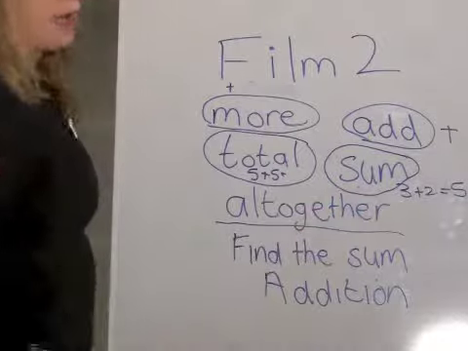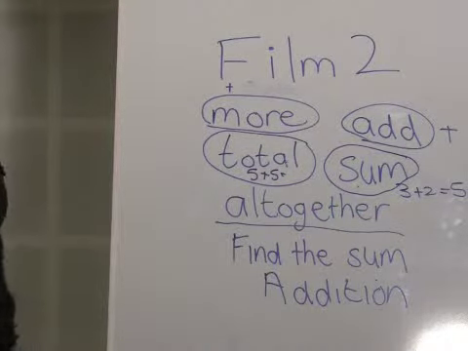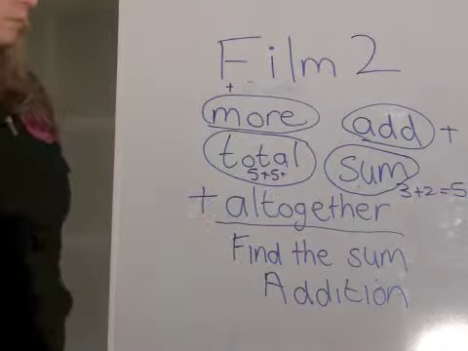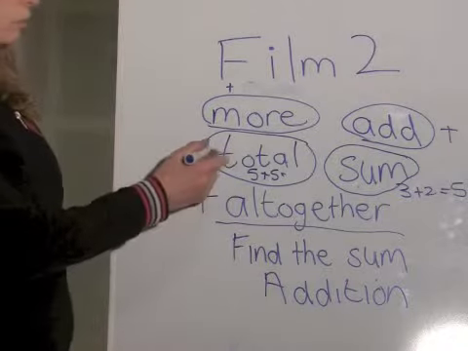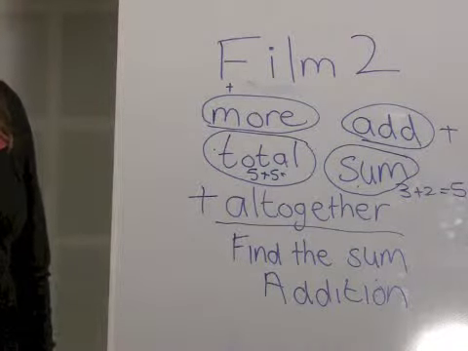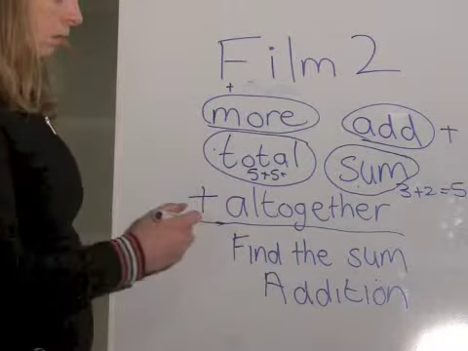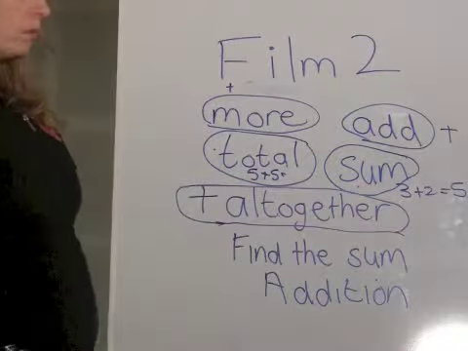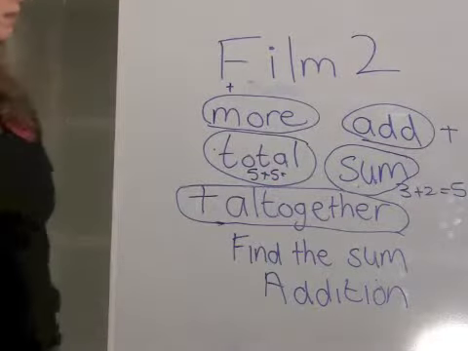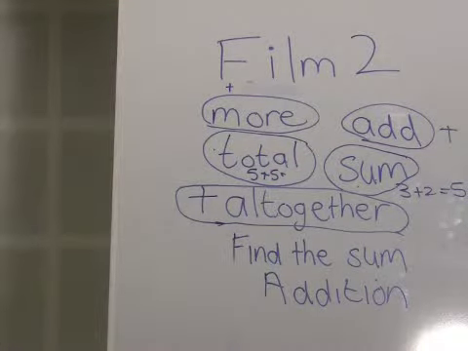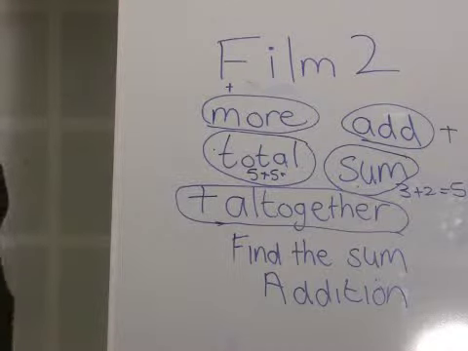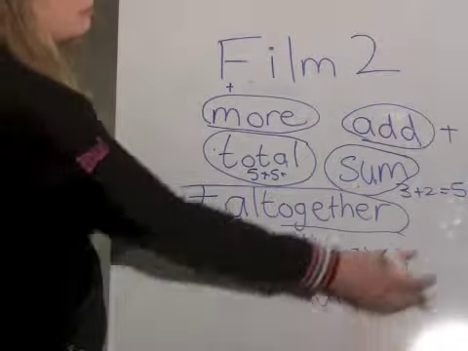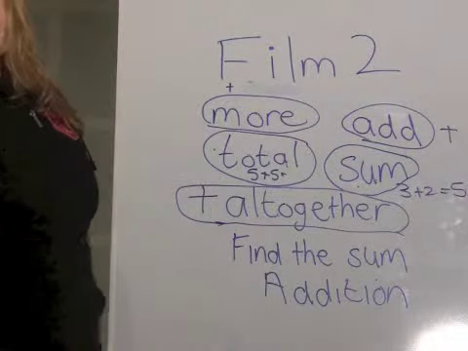All together. How many are there all together? Big clue that we should be adding. If you want to find something all together, you are finding a total. So it has to be addition. Find the sum. Well, that's just the same as sum. Sum is always addition. Sum means what do you get when you add this and this, or this and this. What is the sum total? What is the sum? And all of these phrases mean addition.